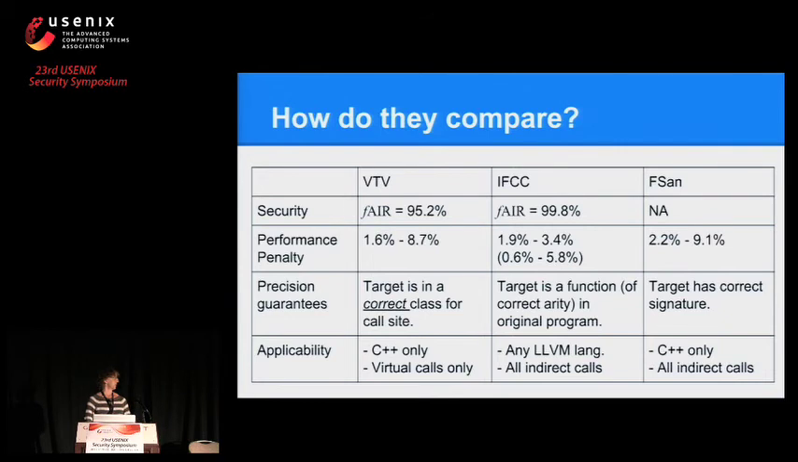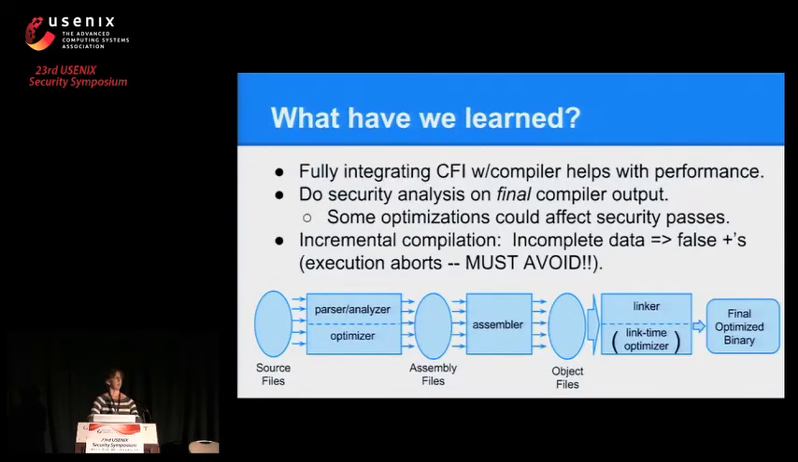So the next thing I'm going to talk about is some of the software engineering issues that we ran into when we were implementing these and some of the lessons that we learned. One of the things that we found out was that fully integrating control flow integrity with the compiler significantly helps with performance. This is because it allows you to take full advantage of the later compiler optimization passes, and your verification code gets optimized as well as the rest of the code in the program.